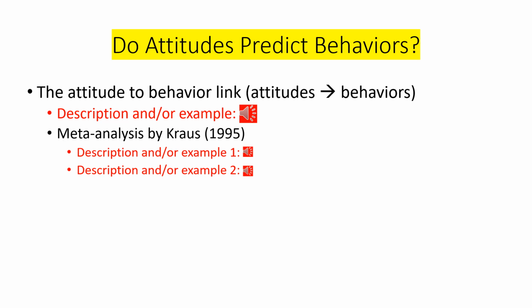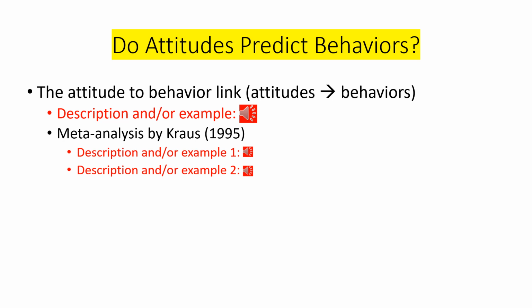The research by Krauss in 1995 is particularly informative here, because what Krauss did was he conducted a meta-analysis on this research. Now, before we describe the results of Krauss's study, we need to talk briefly about what a meta-analysis is. A meta-analysis is simply where you're going to gather every single piece of published and unpublished research you can find on a topic. And you're going to combine all of that data together into one giant or meta-analysis.